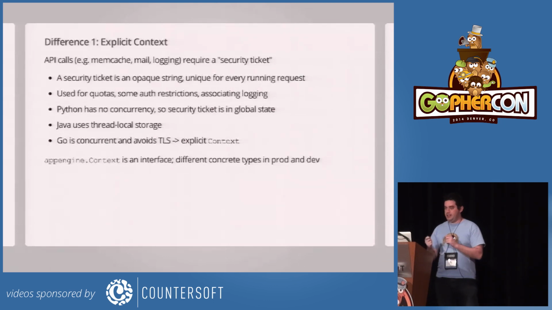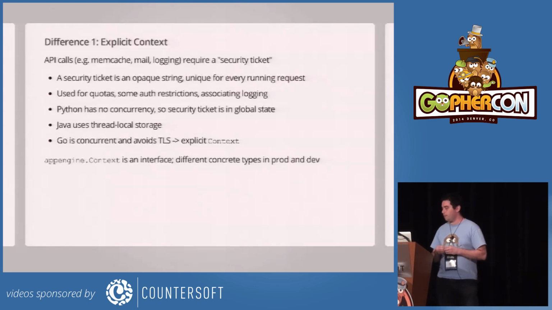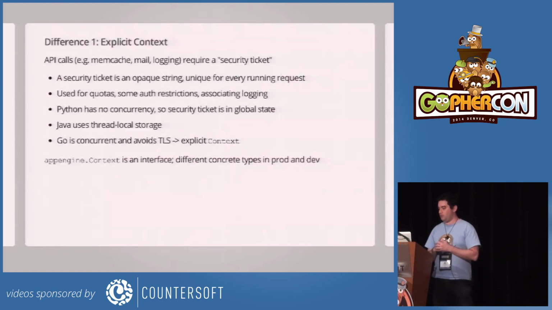So a security ticket associates the log messages as they happen with the particular request that was being processed at the time. The way that this security ticket works in the other runtimes is that Python doesn't serve concurrent requests, at least Python 2.5. So it just uses global state. When it's serving a request, it just sets the security ticket in a global variable, and then every time it makes an API call, it just pulls it out of that. So that's nice and simple for Python. Java uses thread local storage. So as long as you're implicitly on the right thread, it'll find the right security ticket and send that along.